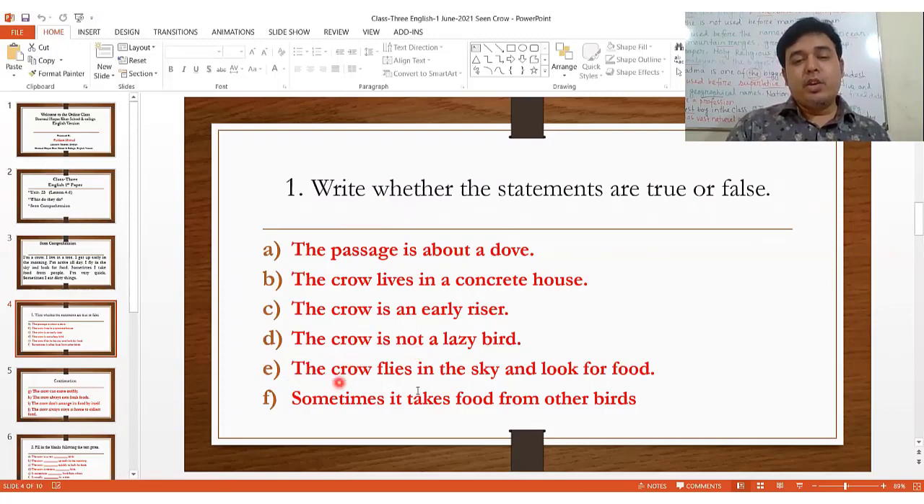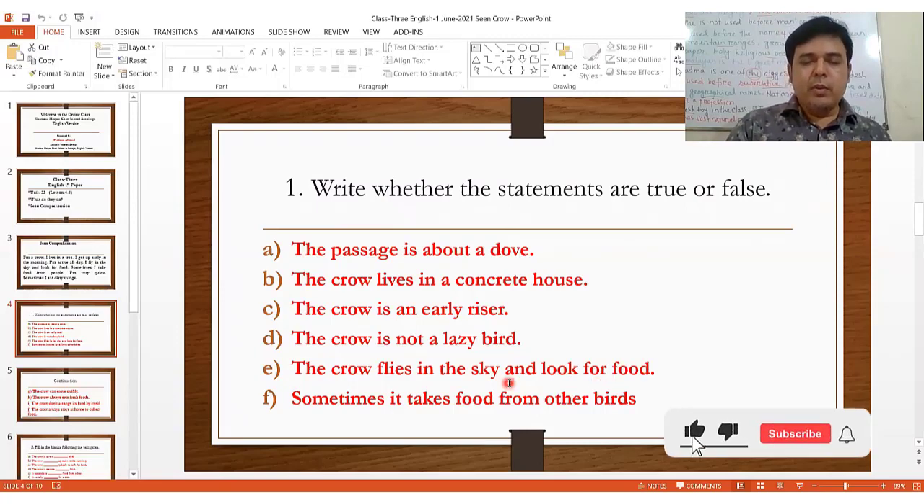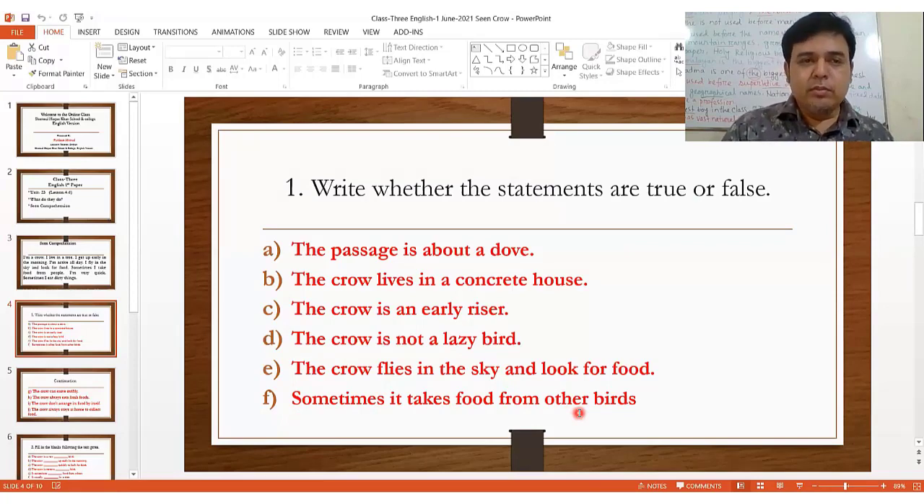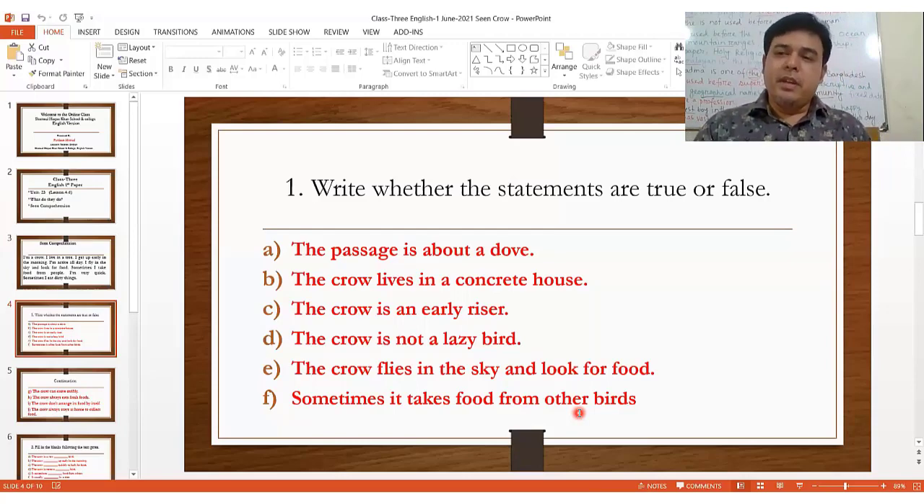Number E, the crow flies in the sky and looks for food. What do you think? Is this true? Yes, that is also true, the crow flies in the sky and looks for food. And number F, what is this? Sometimes it takes food from other birds. So, is it true? No. Sometimes it cannot take food from other birds. So, that is false.